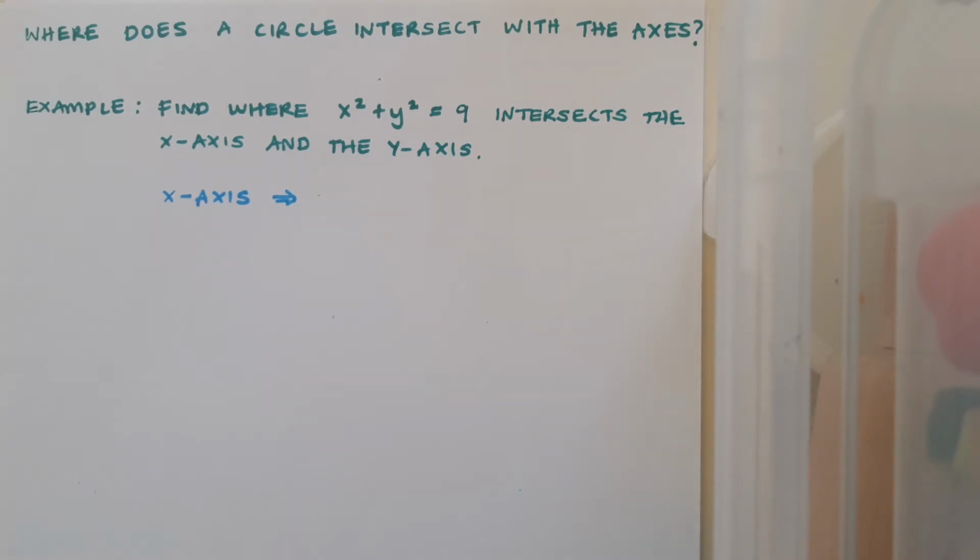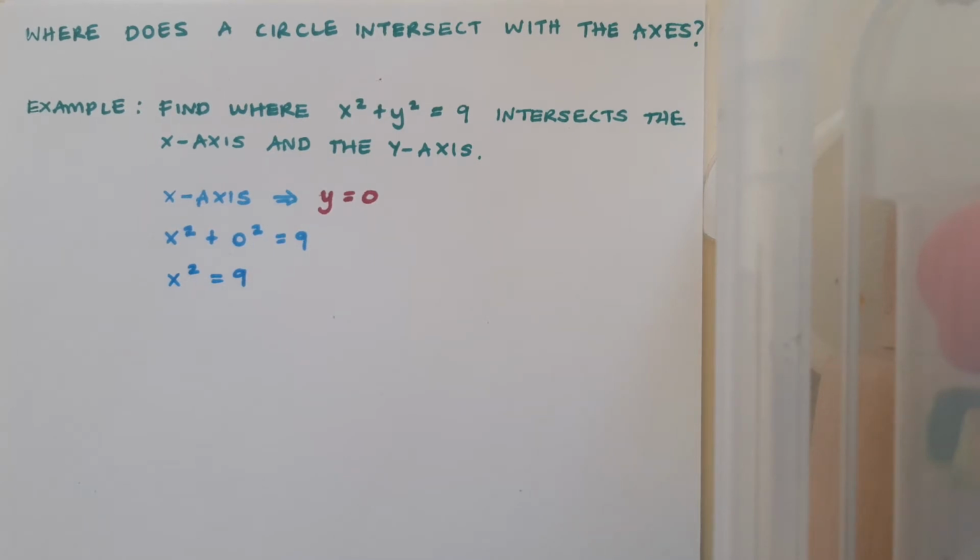First of all, it's important to remember that when we want to find where anything goes through the x-axis, there's a key piece of information that we're always going to use, and that is y equals 0. This happens in the chapter on the line as well as the chapter on the circle. So wherever I see a y in my equation of the circle, I'm just going to replace it with 0. And so in this case, I'll get x squared plus 0 squared equals 9. And obviously 0 squared is just 0, so I end up with just x squared equals 9.